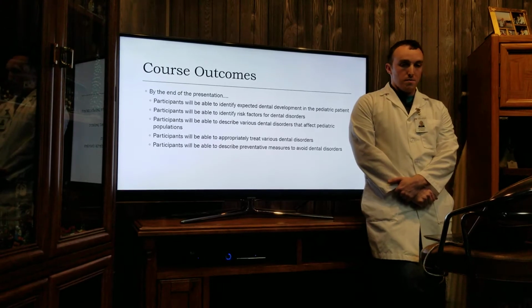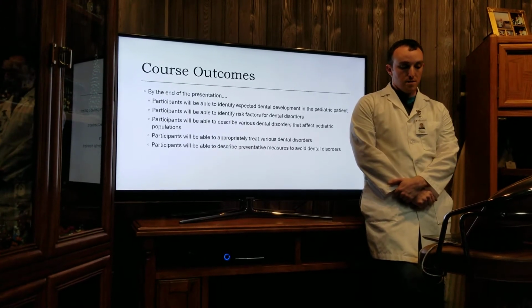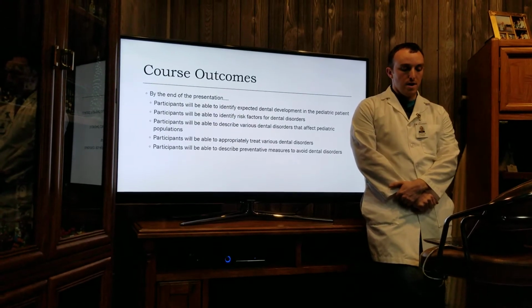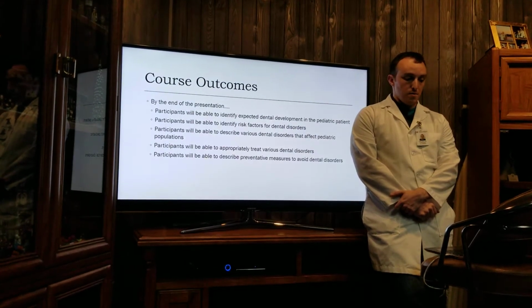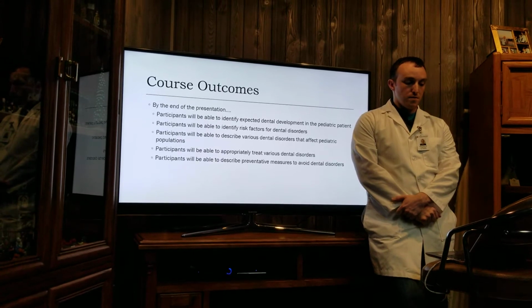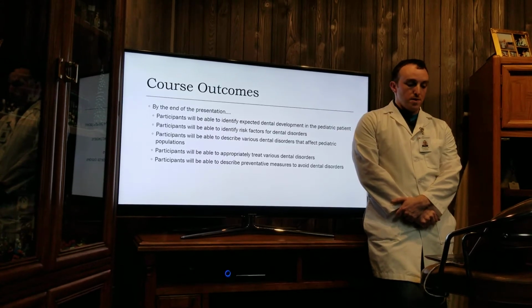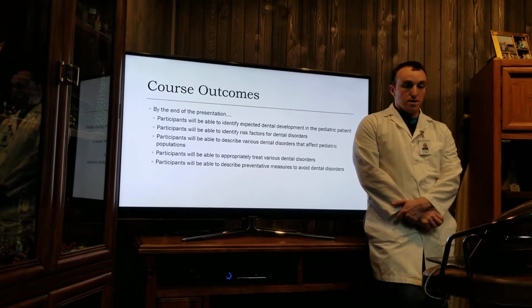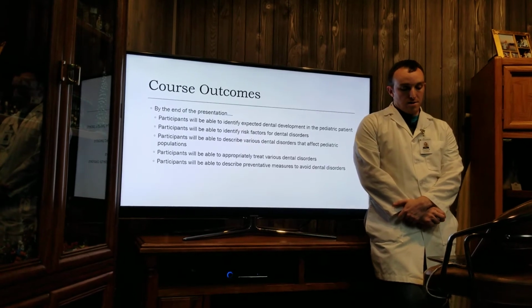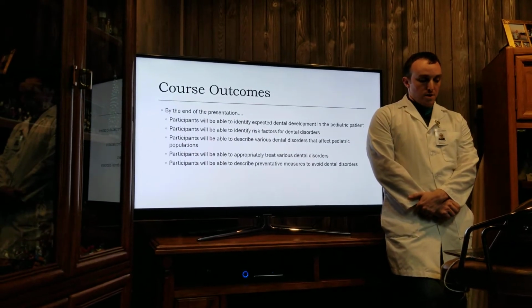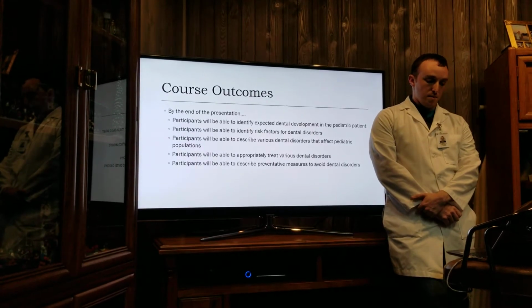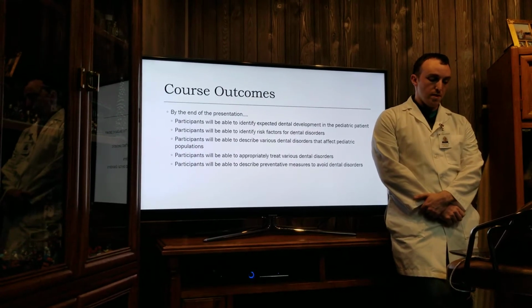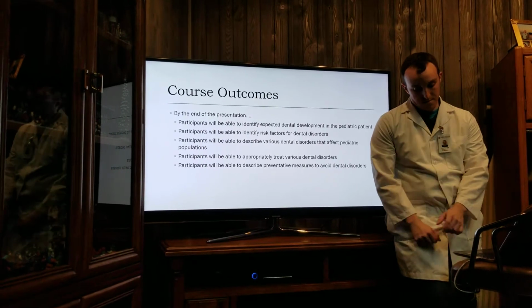For our course outcomes, by the end of the presentation, participants will be able to identify expected dental development in the pediatric patient. Participants will be able to identify risk factors for dental disorders. Participants will be able to describe various dental disorders that affect pediatric populations. Participants will be able to appropriately treat various dental disorders. Participants will be able to describe preventative measures to avoid dental disorders.